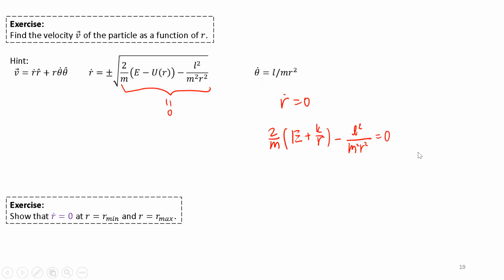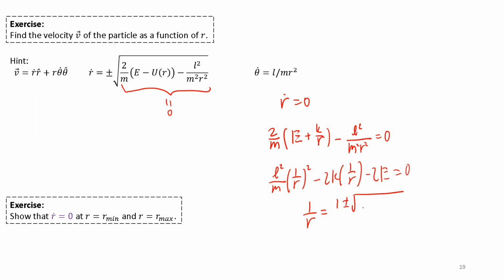With just a little bit of rearrangement, you can see that this can be written as a quadratic equation for 1 over r. Using 1 over r as the variable, this is a quadratic equation. And if you just use the quadratic formula, you will find that this 1 over r equals 1 plus or minus this.